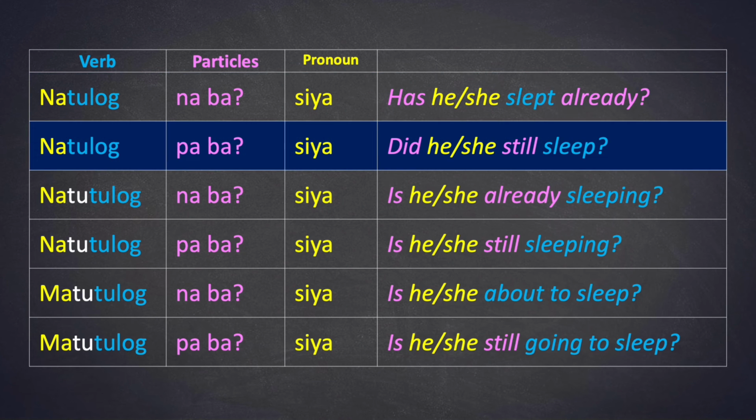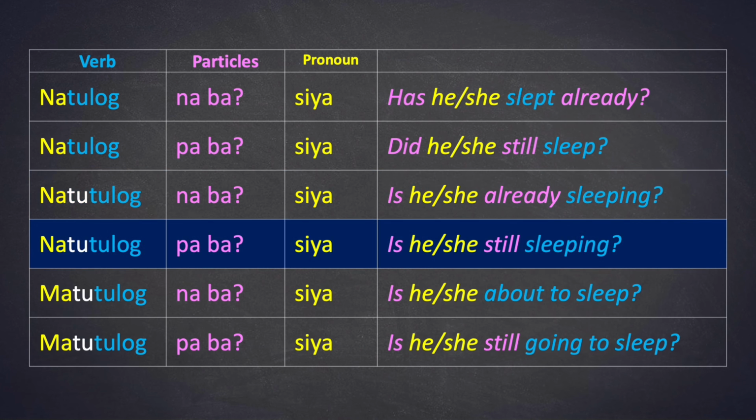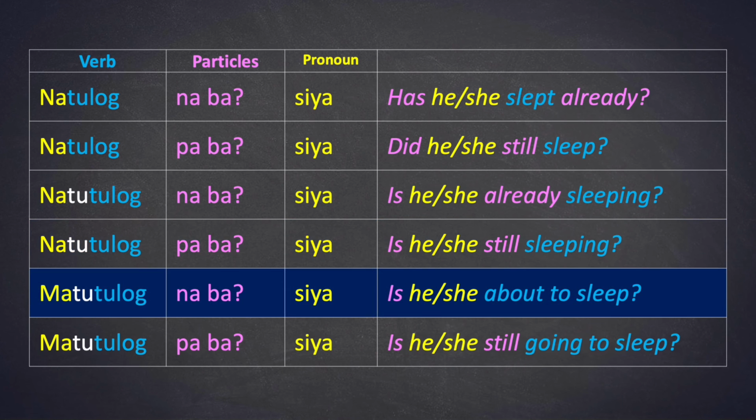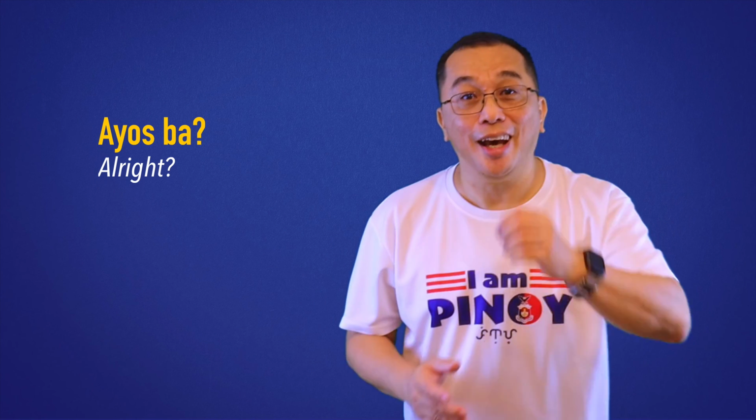Natulog pa ba siya? Did he or she still sleep? Natutulog na ba siya? Is he or she already sleeping? Natutulog pa ba siya? Is he or she still sleeping? Matutulog na ba siya? Is he or she about to sleep? Matutulog pa ba siya? Is he or she still going to sleep? Ayos ba? You get the idea, right?